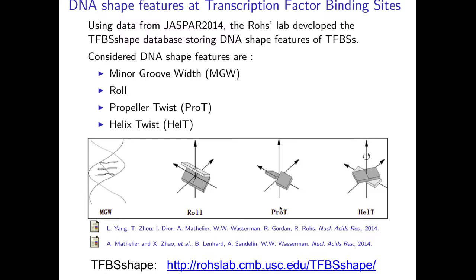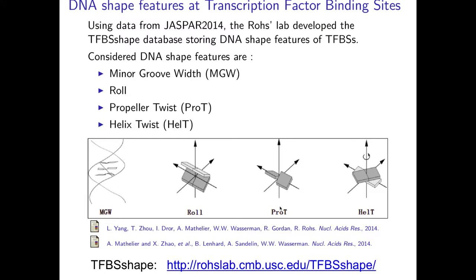And since transcription factor DNA recognition is very much shape-related, these can have a big effect on whether the transcription factor is going to bind at a particular position, right? So these are the four most important features, and there are about 14 others. Major groove width, roll.